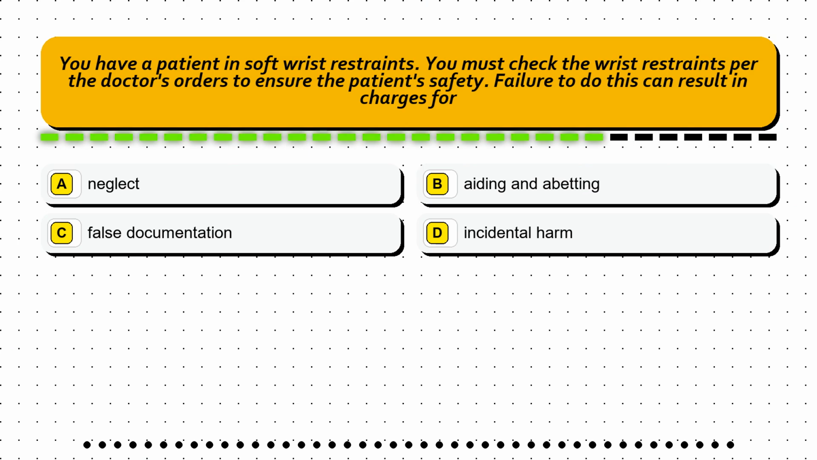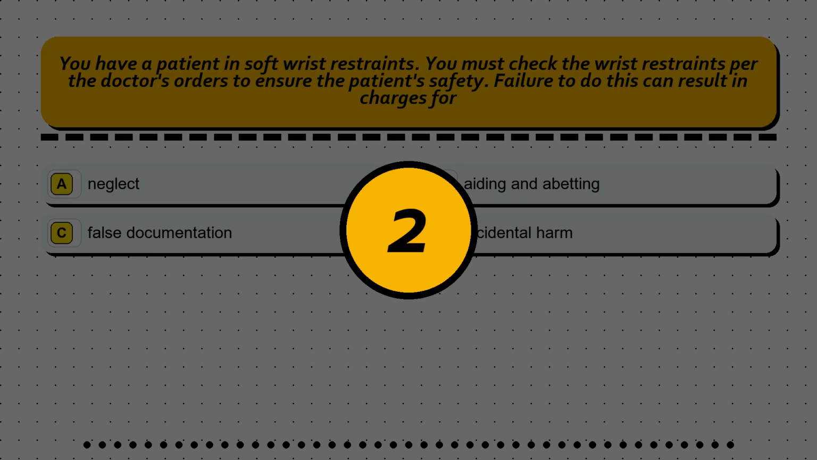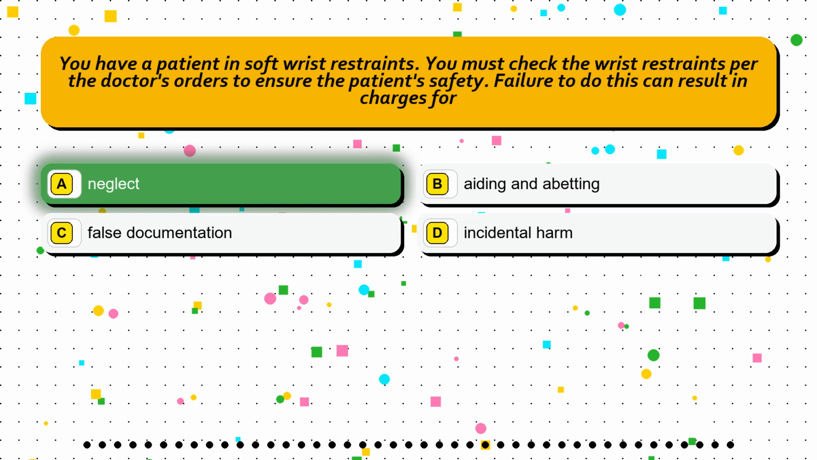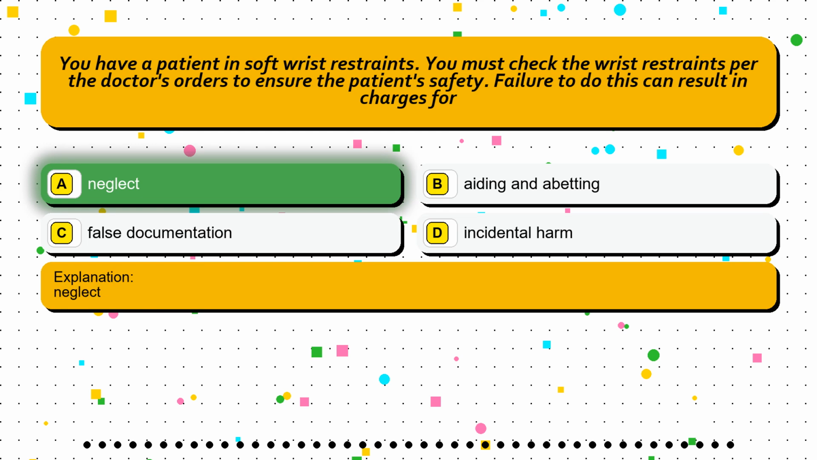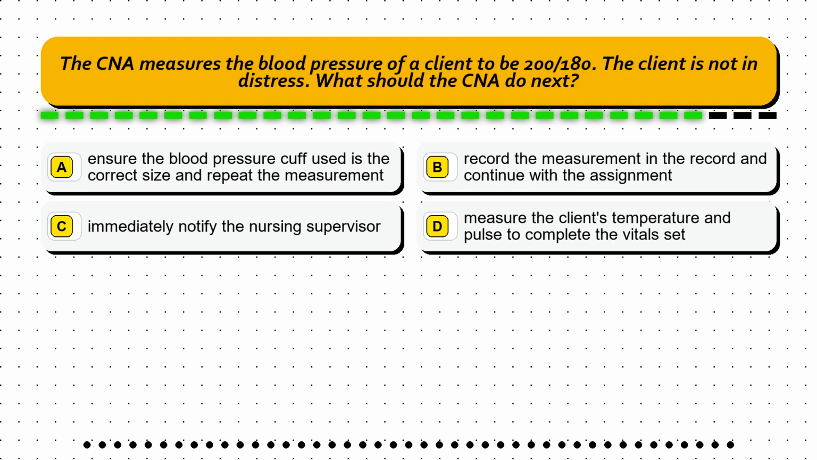Question 38. You have a patient in soft wrist restraints. You must check the wrist restraints per the doctor's orders to ensure the patient's safety. Failure to do this can result in charges for Option A, neglect. Option B, aiding and abetting. Option C, false documentation. Option D, incidental harm. The correct answer is option A, neglect.